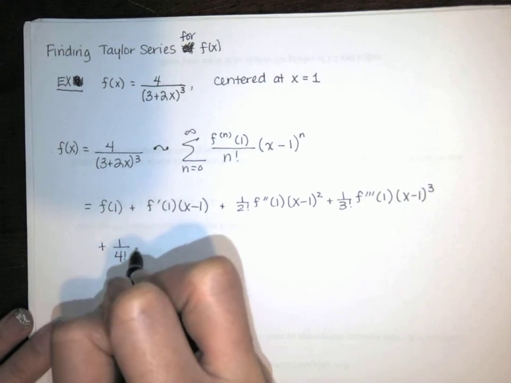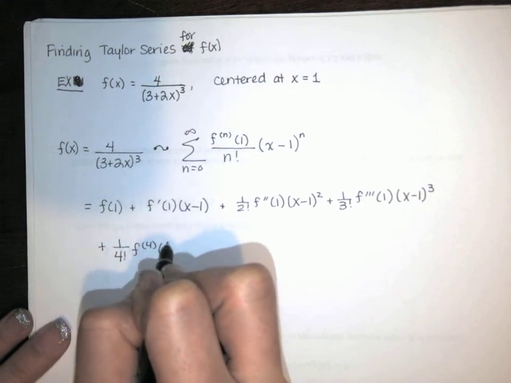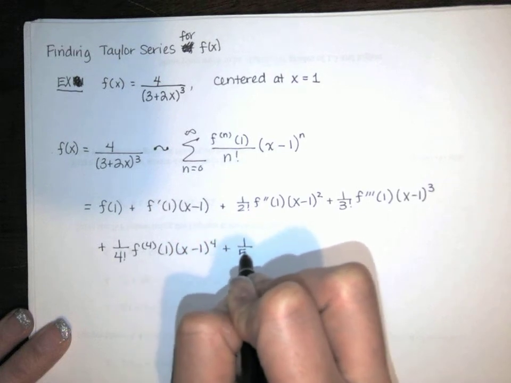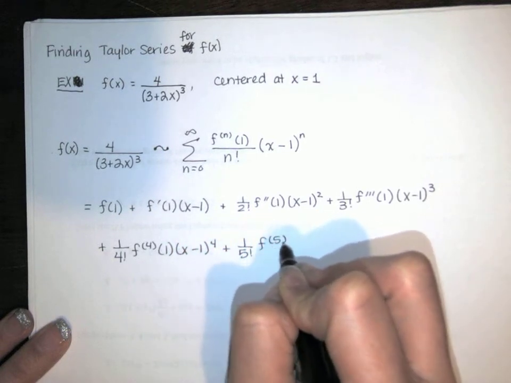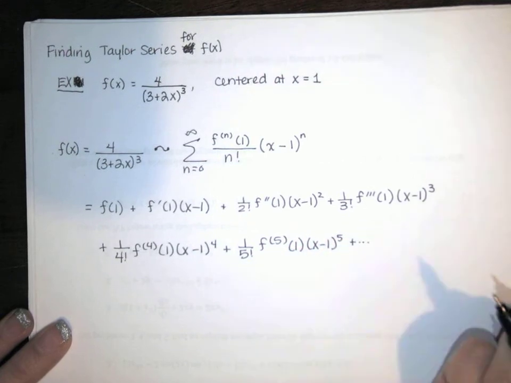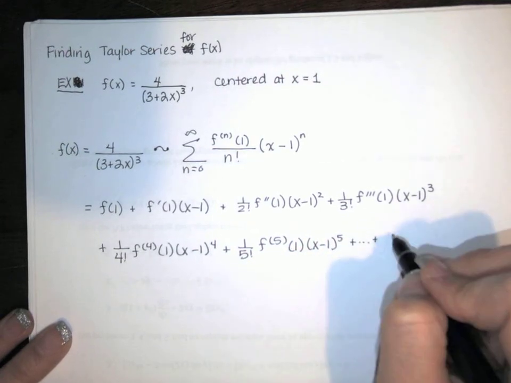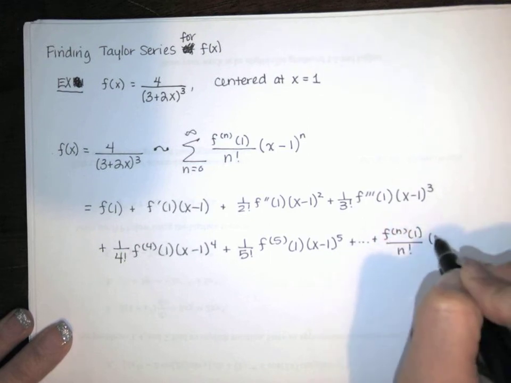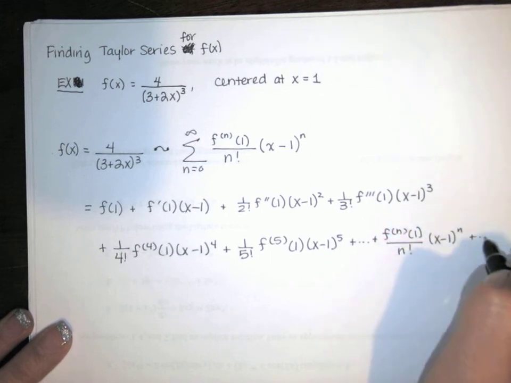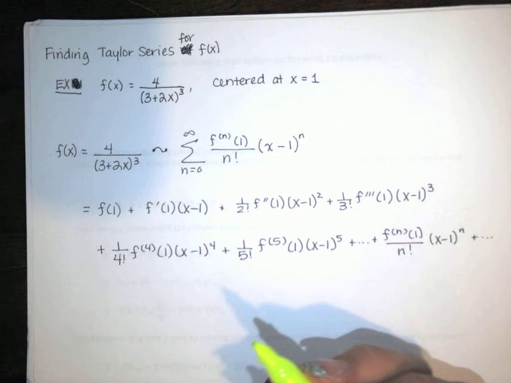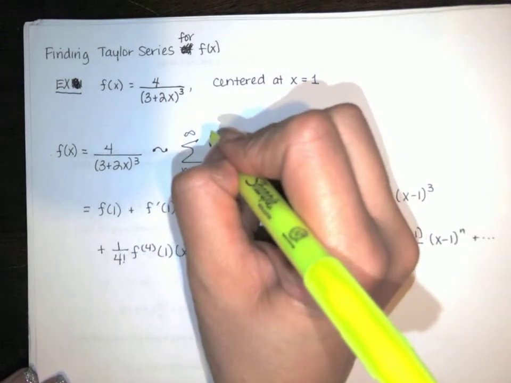1 over 4 factorial times the fourth derivative at 1 times x minus 1 to the fourth, and we go on indefinitely. The nth term is the nth derivative at 1 over n factorial times x minus 1 to the nth. So again, it looks really bad. It looks like alphabet soup. You've got so much going on here, but it's really not that bad.